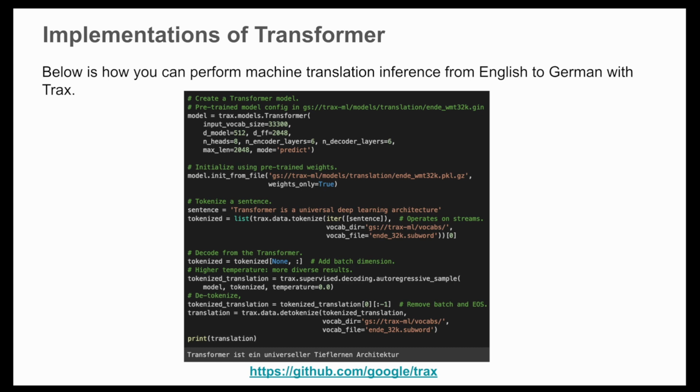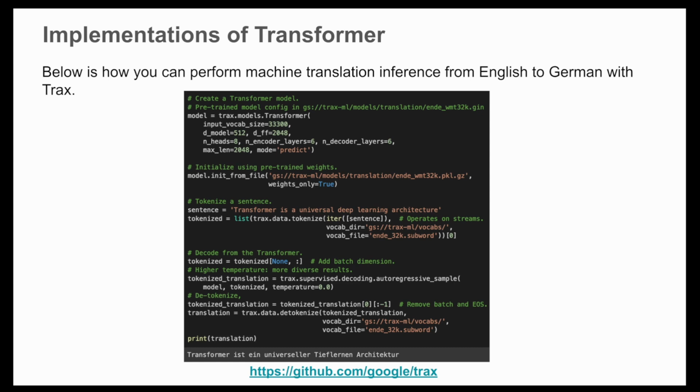The first thing is you create your transformer model. You can choose the input vocab size you want, the dimension of the model you want, but this does look like a normal vanilla transformer: 6 encoder layers, 6 decoder layers, model dimension of 512, and feed-forward dimension of 2048. This is the dimension in the feed-forward layers. And then the next step is to initialize this model using pretrained weights.